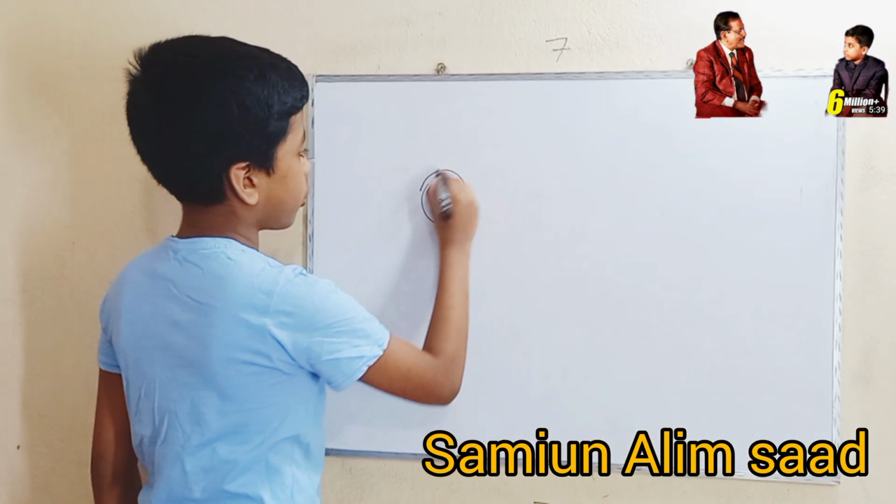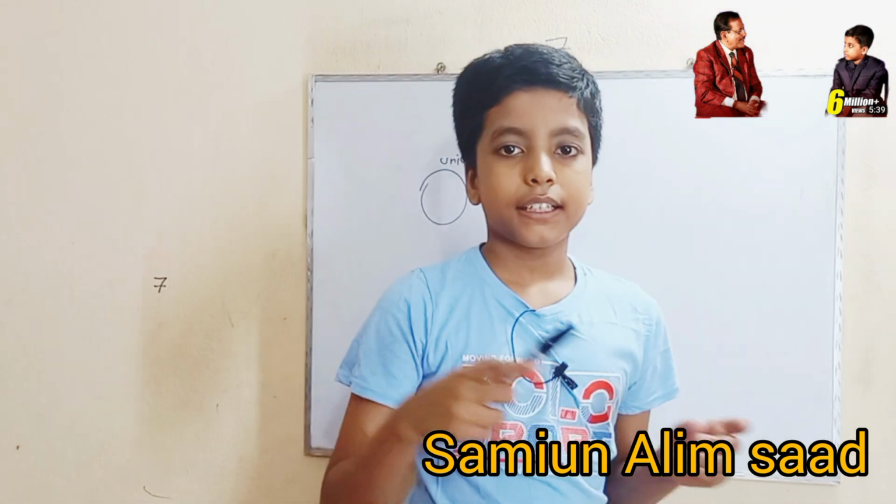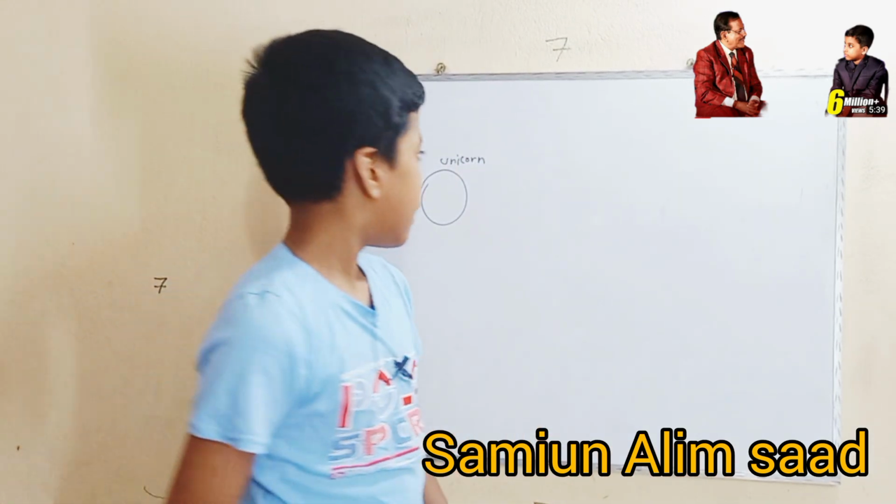Let's take a look at the black hole Unicorn. Unicorn is the closest black hole to the Earth. It is the size of Paris, and it does have the mass of 3 suns.